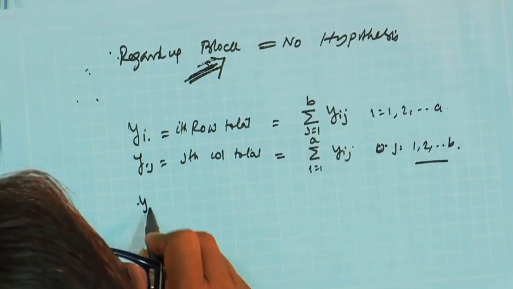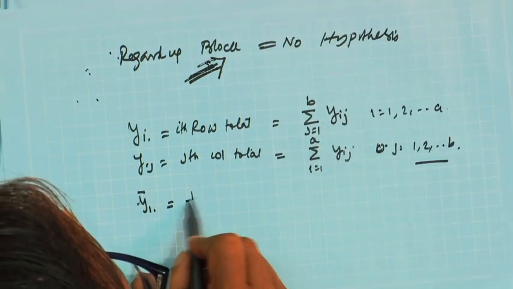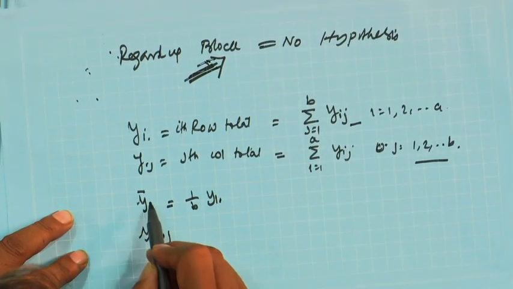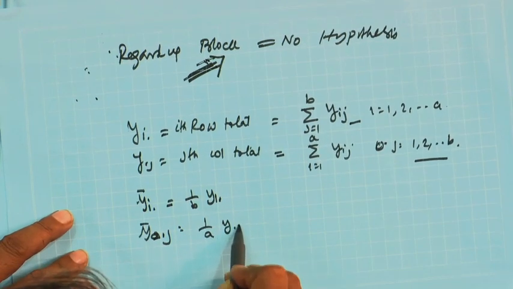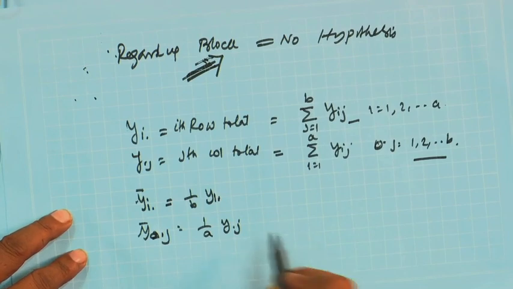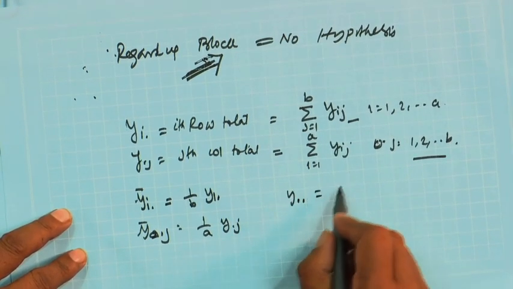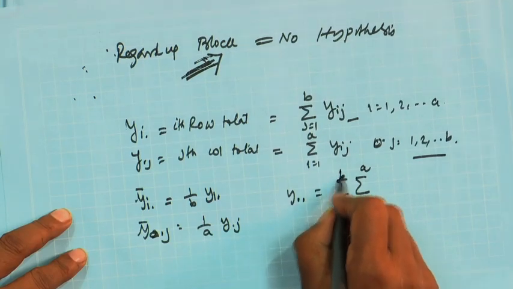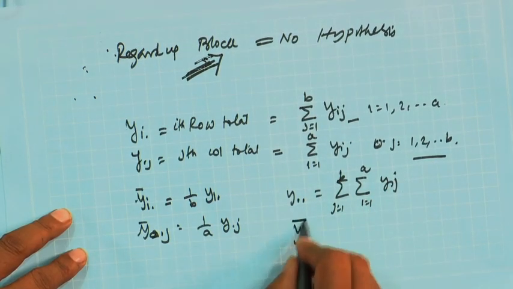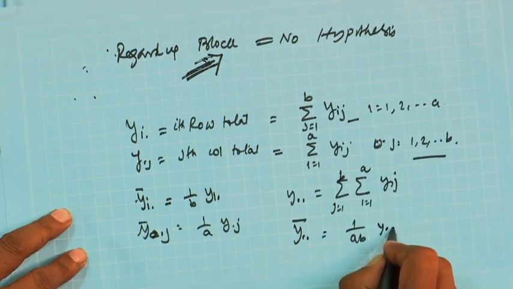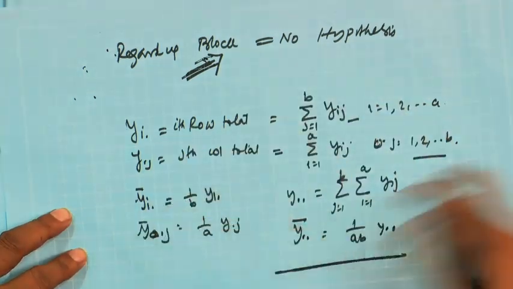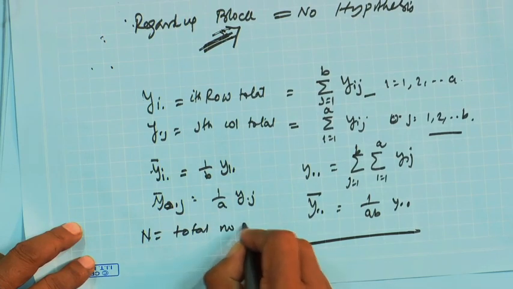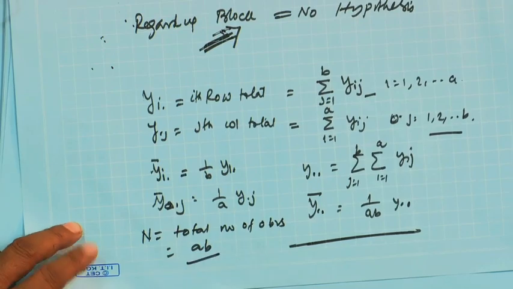Then if I want the average y i dot, it will be 1 by b y i dot. If I want the y dot j average, this will be 1 by a y dot j. Suppose I want the grand total, the total of all observations, then i equal to 1 to a, j equal to 1 to b, y i j. And the grand average will be 1 by a b y dot dot. So, this is the calculation part, and ultimately the total number of observations is equal to a into b.